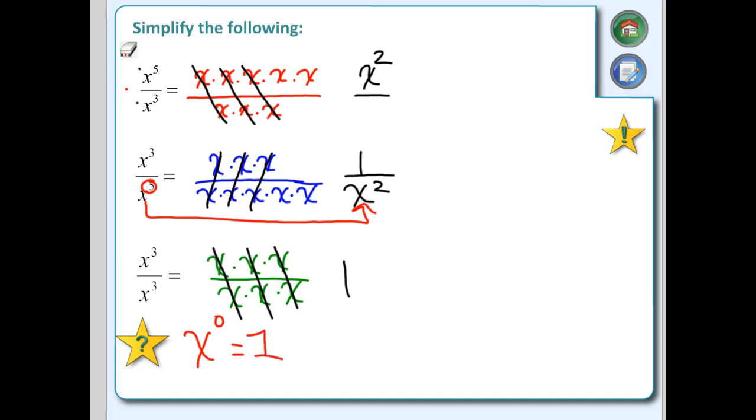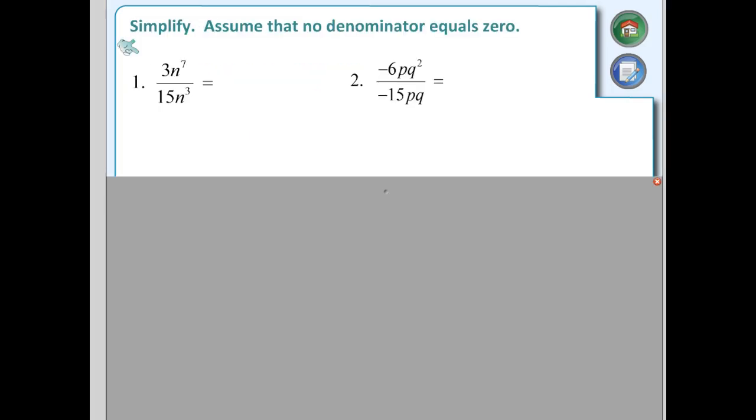Now, let's see how this is going to relate to us when we have a number thing and a letter thing. So let's look at number 1. If I look at the number part and I look at that fraction, 3/15, how can I reduce that fraction? Yeah, that's right. I'm going to have 1/5. And then let's look at the n's. I've got n to the 7th divided by n cubed. If I subtract those, I get n to the 4th. Is that n to the 4th going to go to the numerator or the denominator? That's right. It's going to go to the numerator because that's where my bigger exponent was.